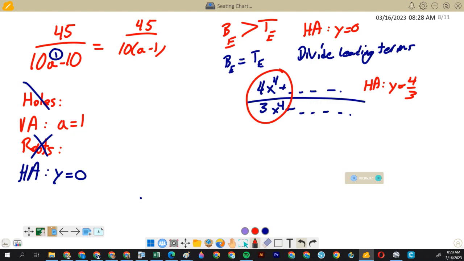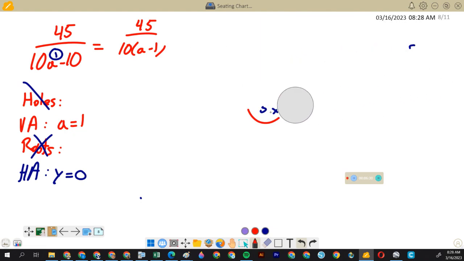So if the bottom is stronger than the top, the HA is at 0. If the top and the bottom have the same strength, you just divide, and whatever constant you get from that is your HA. Okay. If the top is stronger than the bottom, then we have what's called a slanted asymptote. We'll get to that in a little bit. Okay. All right. So now how do we graph this?